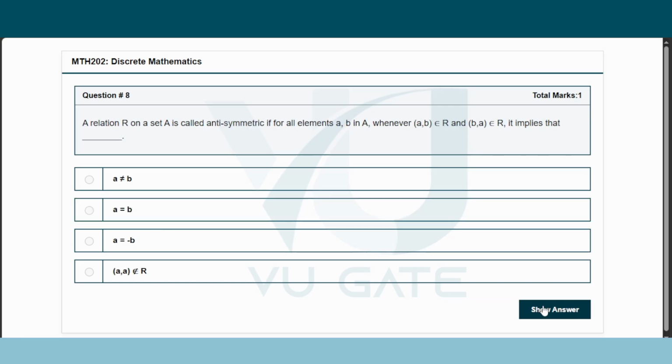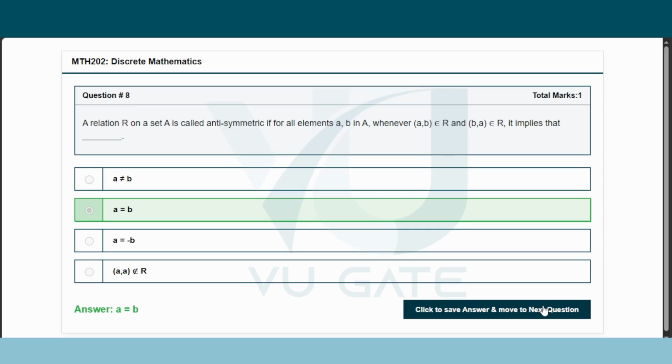Question number 8. A relation R on a set A is called antisymmetric if for all elements a, b in set A, whenever the ordered pair (a, b) belongs to R and the ordered pair (b, a) belongs to R, it implies that blank. The correct answer is a equals b.